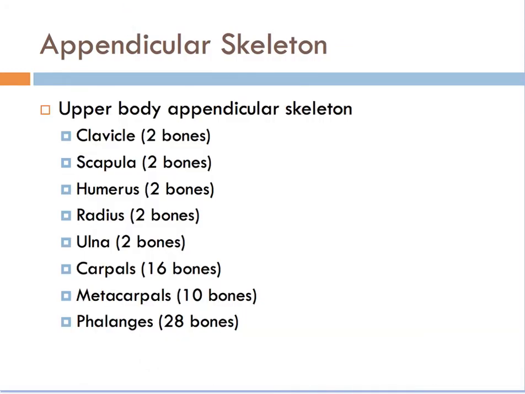All right. We've looked at your appendicular skeleton, but these are all bones of your appendicular skeleton. So you have 2 clavicles, you have 2 scapulae, you have 2 humeruses, you have 2 radiuses, you have 2 ulnas, you have 16 total carpals, 8 on each hand. You have 10 metacarpals, 5 on each hand, and you have 28 phalanges, 14 apiece. 14 left hand, 14 right hand.